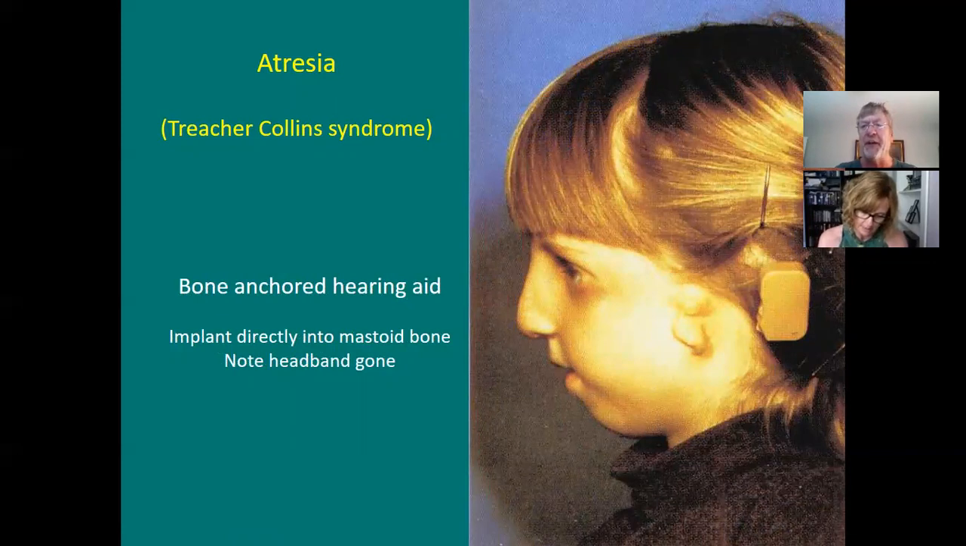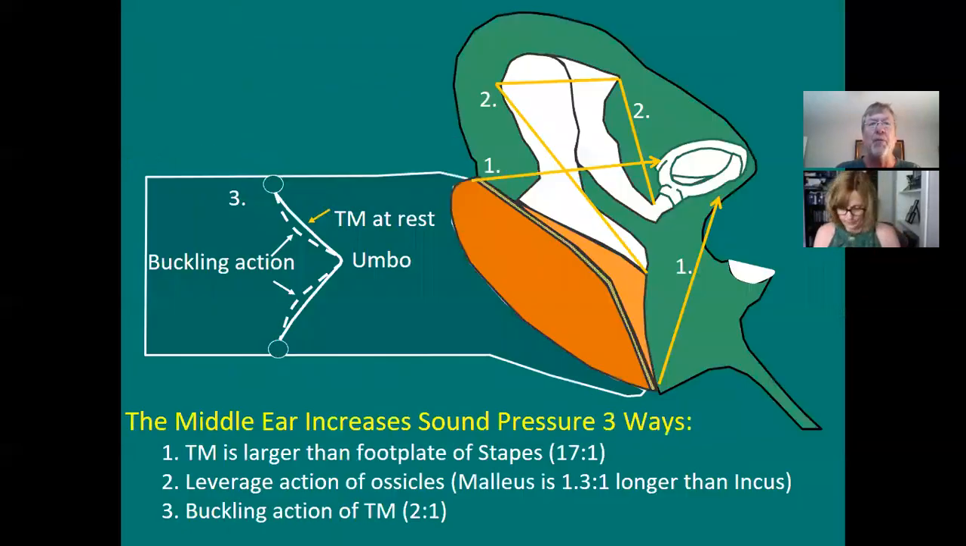Here's a bone-anchored hearing aid. This child is actually wearing a bone-anchored hearing aid. Okay, she also has Treacher Collins syndrome. The implant is directly stuck into the mastoid bone. The skin covers it. And then the box of the hearing aid has a magnet, and it sticks against it. And it delivers the sound by bone conduction to the cochlea, which is intact. Okay? All right, cool.